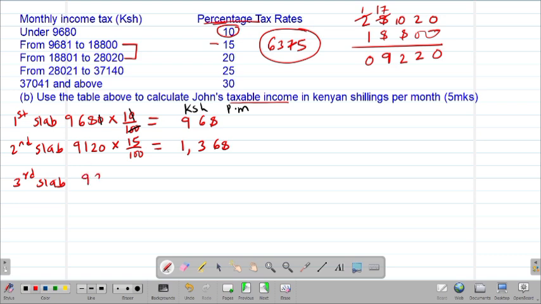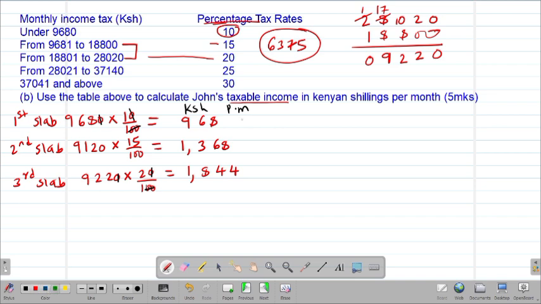So this is 9,220, multiplied by our tax rate in the third slab, which is 20. So multiplied by 20 over 100. Of course, the two zeros will cancel out. That means we are going to remain with 922 multiplied by 2. Your calculator will give you 1,844.